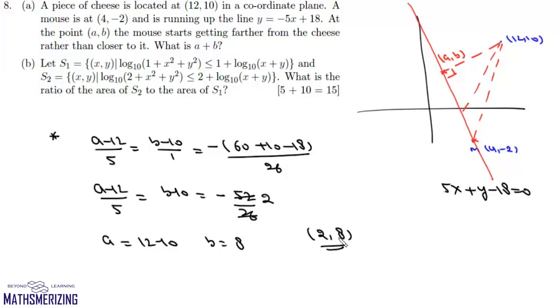So this mouse will be closest to the cheese when it is at (2, 8), and if it goes away from it, again this distance will increase. Now we need to find the value of a plus b. So this is a and this is b. The value of a plus b is 10.